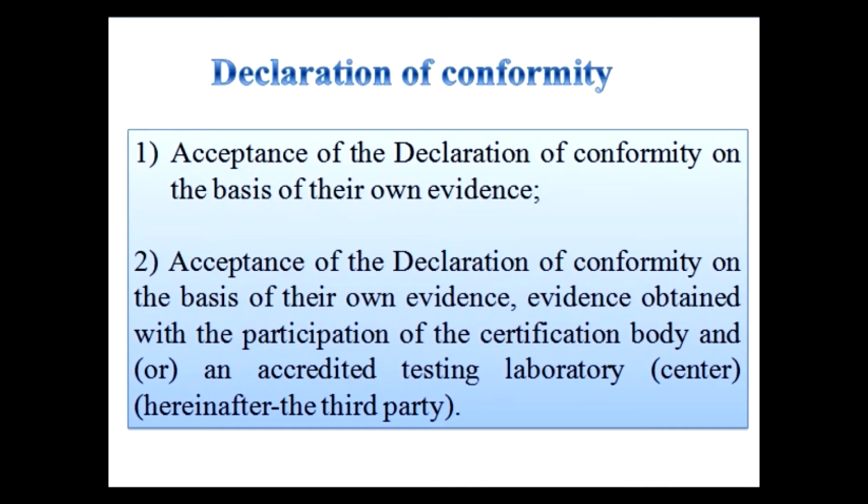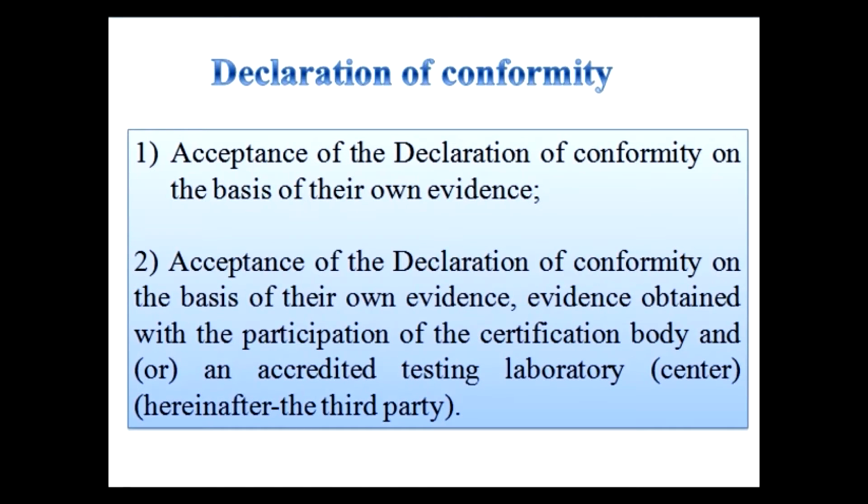The first way is acceptance of the declaration of conformity on the basis of one's own evidence. The second is acceptance of the declaration of conformity on the basis of one's own evidence obtained with the participation of the certification body and an accredited testing laboratory center, hereinafter the third party. When declaring conformity, the applicant, based on their own evidence, independently forms evidentiary materials in order to confirm the conformity of products with the requirements of technical regulations.